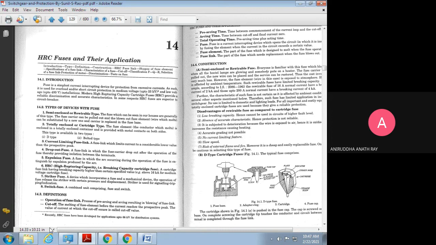So I repeat, the fuse which we use in houses is called the semi-enclosed or rewirable type. Basically, the fuse carrier can be pulled out, and the blown out fuse element can be substituted by a new one, and the carrier is replaced in the fuse base. Okay, that is called the semi-enclosed or the rewirable type.